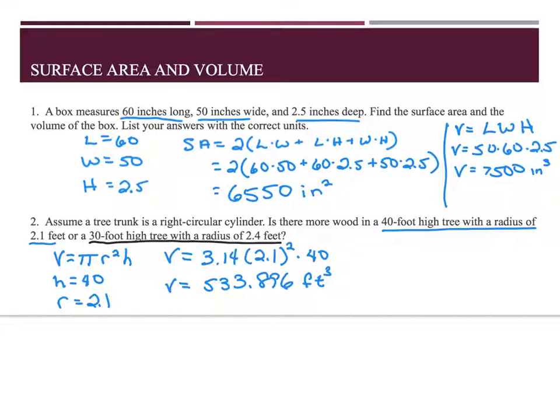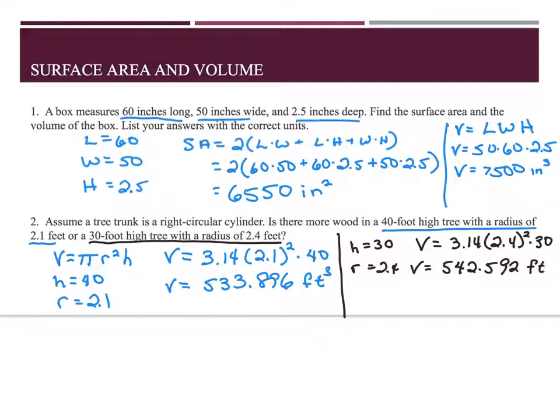I didn't round it off because we're going to compare with another answer. So we don't want to round this off and end up with two answers that are exactly the same, which weren't really the same. My second tree has a height of 30 and a radius of 2.4. Again, for the volume formula, I'm going to use 3.14 for pi. I want 2.4, my radius, to get squared, and then I'm going to multiply that by 30. If I do, I end up with a volume of wood in my second tree trunk of 542.592, and again that's cubic feet. So the question was, which tree trunk has more wood? The 30-foot one. The shorter one with the bigger radius has more wood.